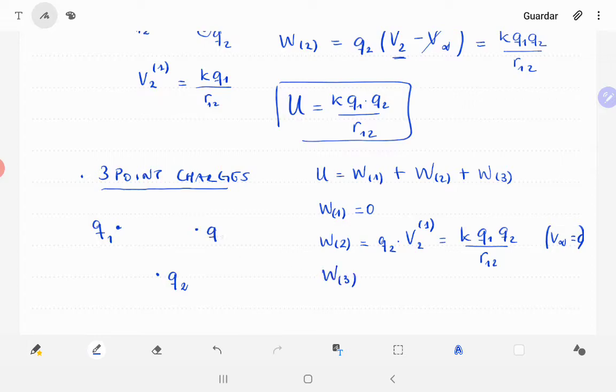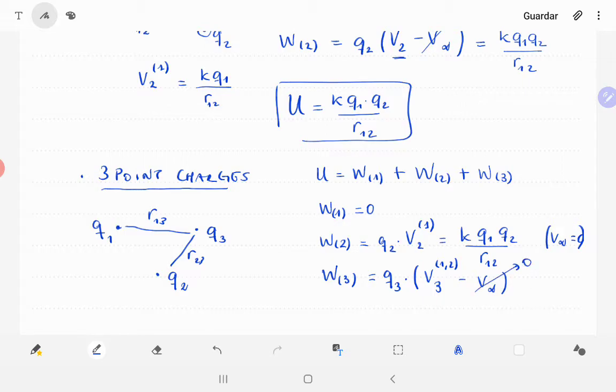The third point charge, we put it there. And we're going to call R13 the distance between point charge 1 and point charge 3, and R23 the distance between point charge 2 and point charge 3. So the work we need to do against the field to bring point charge 3 is the product of point charge 3 times the electric potential at point 3 because of the other 2 charges, minus the potential at infinity, which is 0.